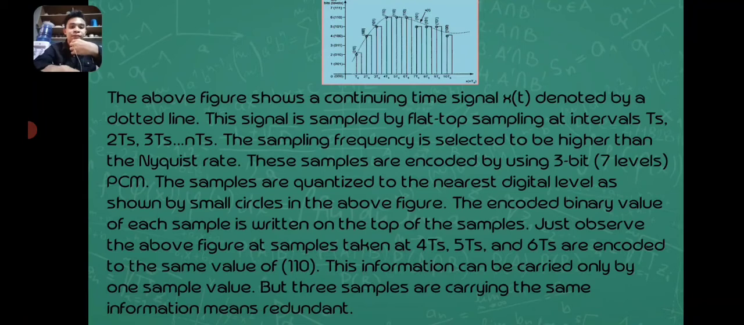Just observe the above figure: the samples taken at 4Ts, 5Ts, and 6Ts are encoded to the same value of 110. The information can be carried by only one sample value, but 3 samples are carrying the same information, which means redundancy.